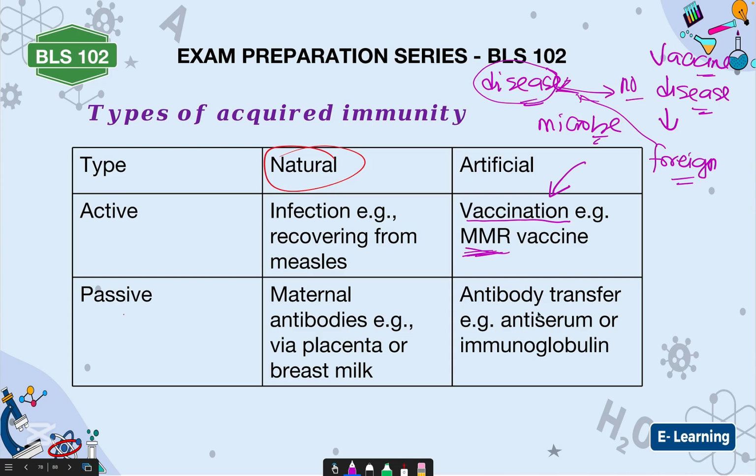Then antibody transfer, like anti-serum or immunoglobulin, all those ones, you can actually inject this one. Are you getting it? This antibody transfer is more like injecting this anti-serum or immunoglobulin into your body. So that one is passive artificial. This one is what? Active. So you should be able to distinguish between both of them.